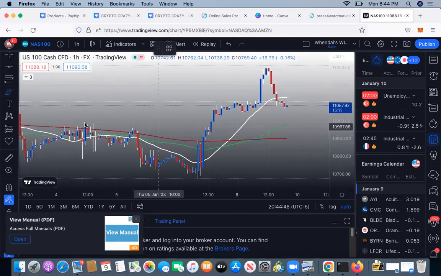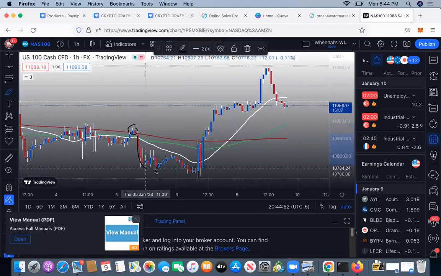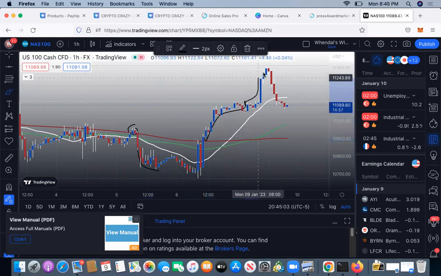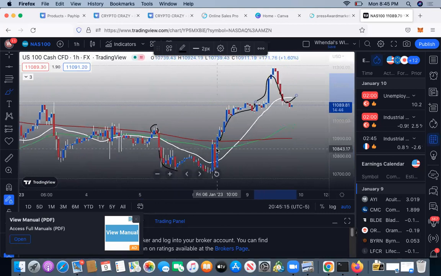As you can see, every time it hits the red, it normally either rejects or it acts as support or resistance. These little indicators right here make traders lazy. And then the white line is the 20. So the 20 is the pullback. I call that the pullback lane.